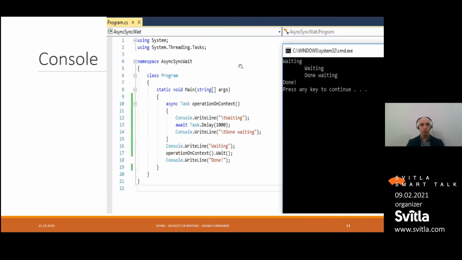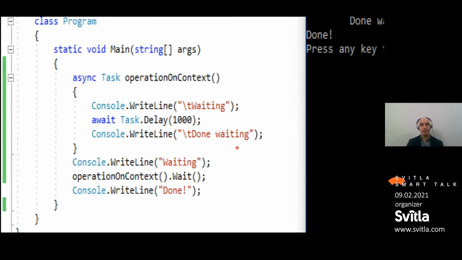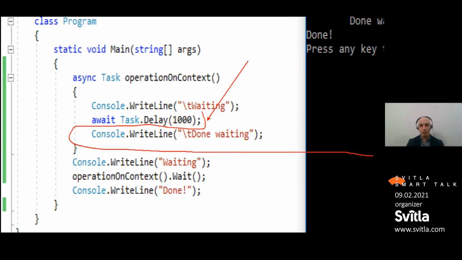So what we are going to do now is we'll look at a couple of applications and see why they work and why they break. Let's take this code. This is a console application. Here we trigger the operation on context. And at this point, we do not ask for configure await false, meaning that this continuation is going to be executed on the synchronization context which we captured.